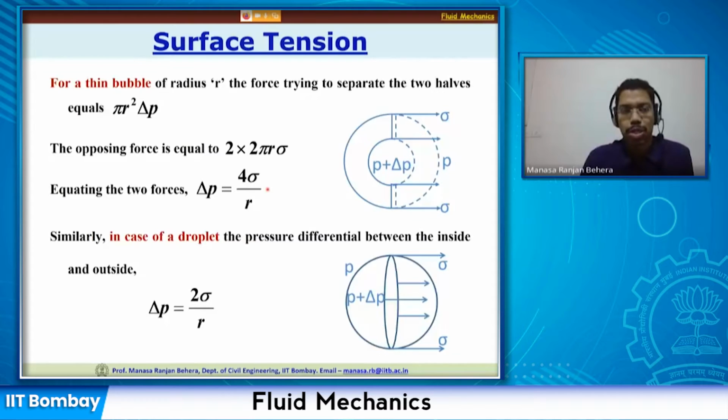So similarly, to understand the difference, if you take a droplet, what happens in the case of a droplet? Now in a water droplet, there is no internal vacuum, or there is no surface present at the inside, only you have a surface on the outer layer. So you don't have 2 times the 2 pi r sigma, you have only 1. So if you equate that, then you will be able to get delta p is equal to 2 sigma by r. So this is a simple calculation that has been shown to you, and you should be able to understand that. All right.